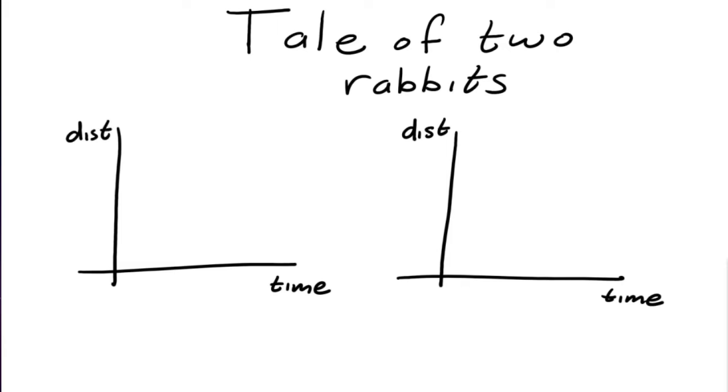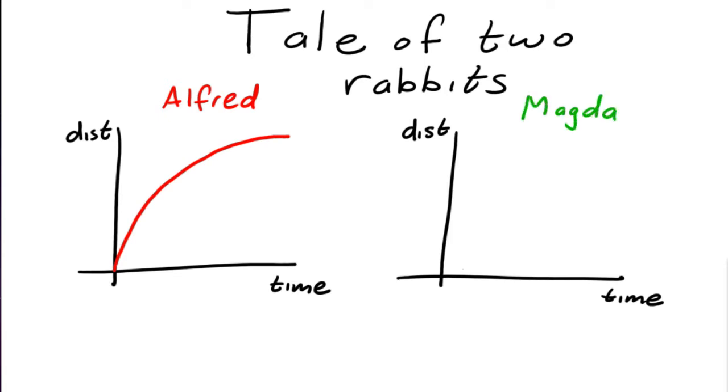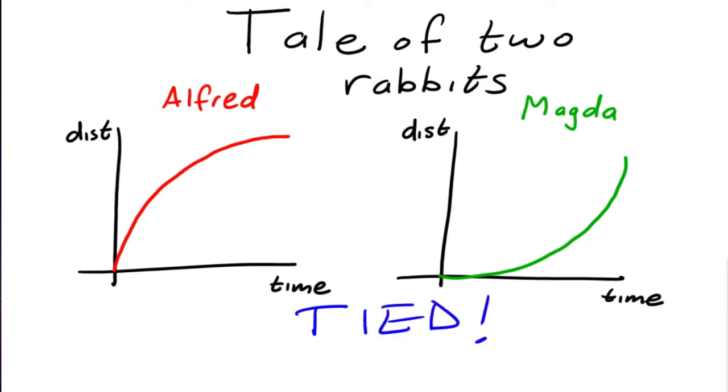Okay, so let's say rabbit A, let's call him Alfred, has this kind of a trajectory, and let's call this rabbit Magda. Magda has this kind of trajectory. So the rabbits tied. Whoa. Okay. But they tied in a very different way.